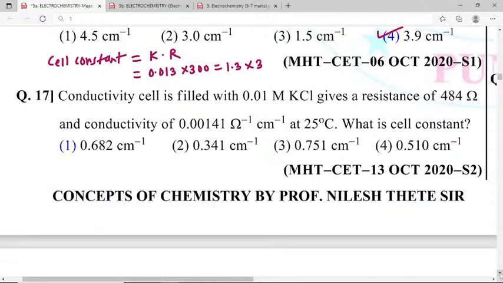Next, conductivity cell is filled with concentration C. Resistance is given, 484 ohm, and conductivity is given. This is conductivity. So what is the cell constant? Again the same formula. Cell constant K into R. Question number 16, 17 both are same. 0.682.